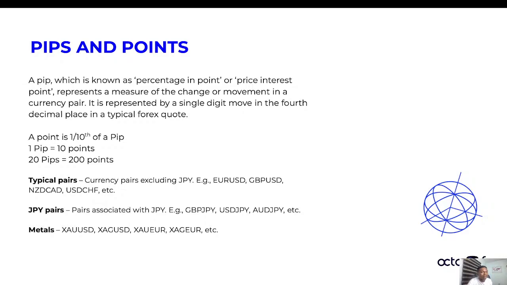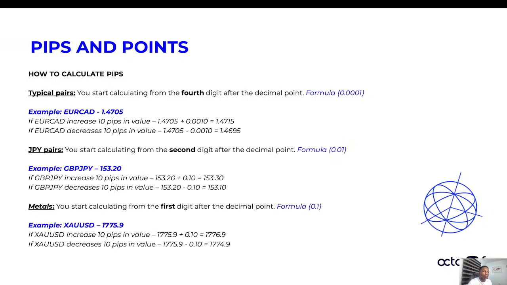Typical currency pairs excluding JPY, which is the Japanese yen, are Euro USD, Pound USD, New Zealand dollar, Canadian dollar, and USD Swiss franc. The Japanese yen pairs are those associated with JPY, for example GBP JPY, USD JPY, and Australian dollar JPY, and also metals like gold, silver, and the like. Here we calculate pip and points. Like I said, how to calculate pip and point.